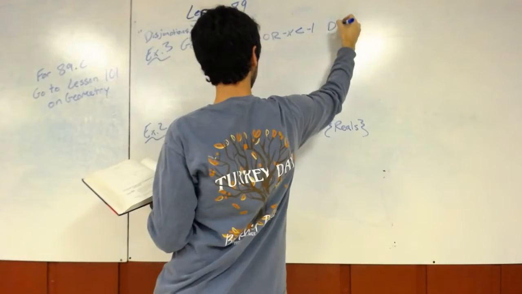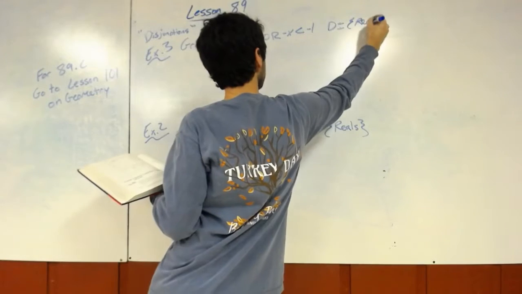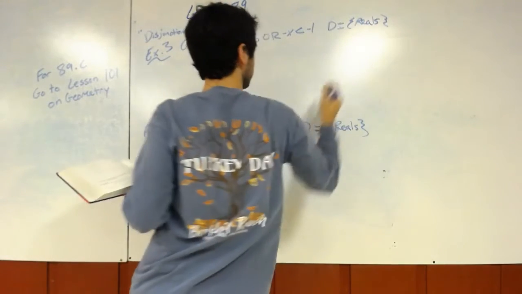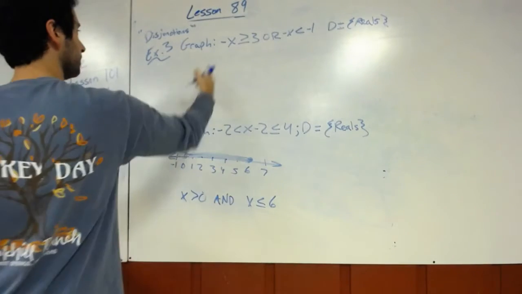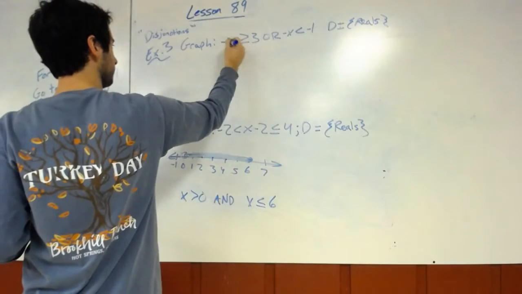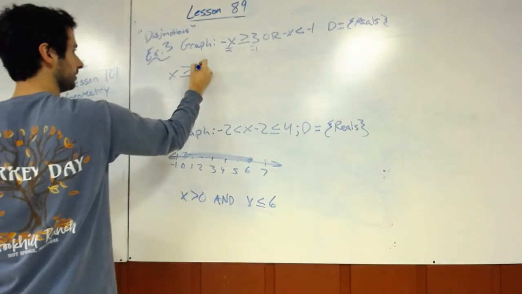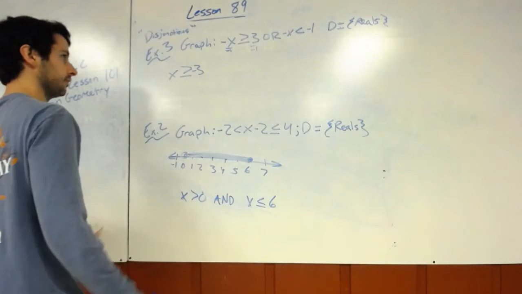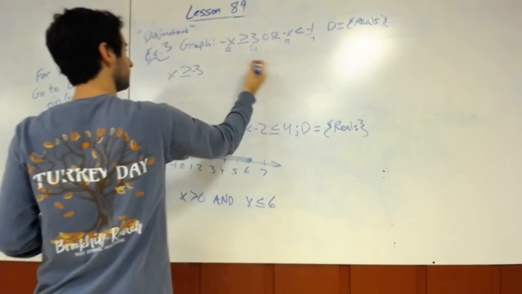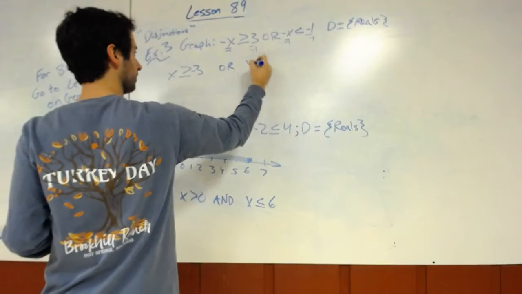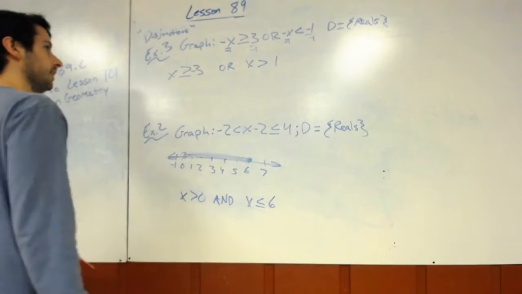My domain is real numbers. We are going to keep it real. All right, keeping it real. So I start by solving for x. So I divide by negative 1. I get x, flip the sign. X is less than or equal to negative 3. Divide by negative 1 here. So flip the sign. Or x is greater than positive 1.